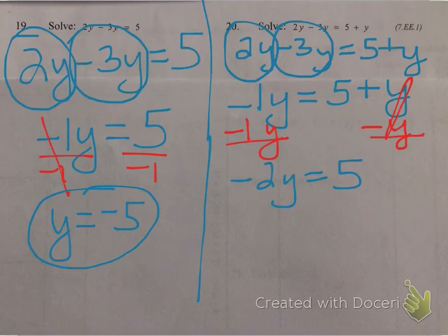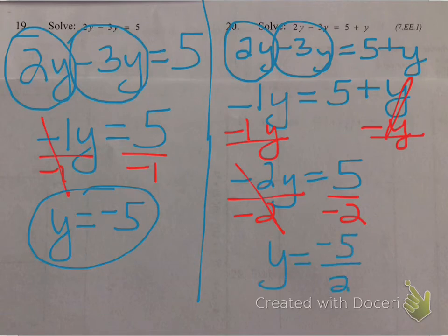And then I want to continue solving by getting y by itself. I want to get rid of that negative 2. The inverse of multiplication would be to divide by negative 2 on both sides of the equation. Those cancel out. And I get y equals negative 5 over 2.